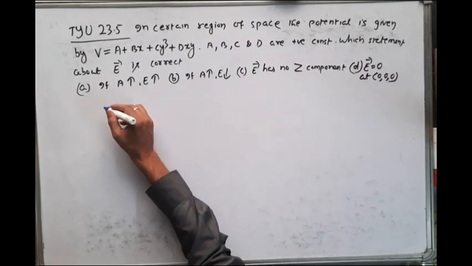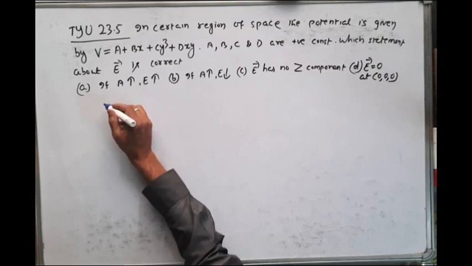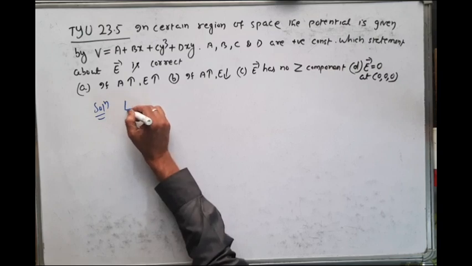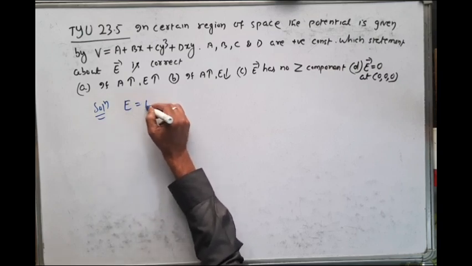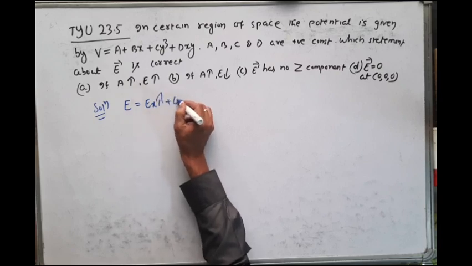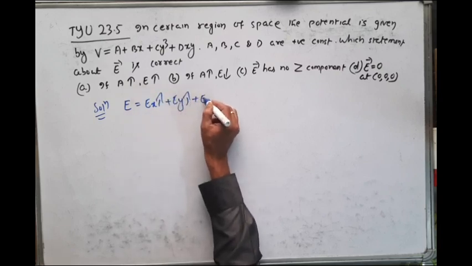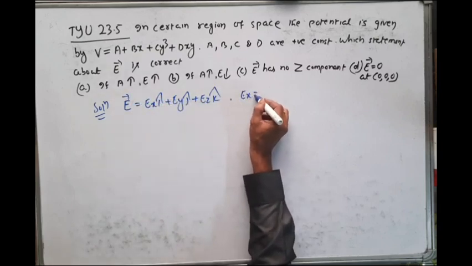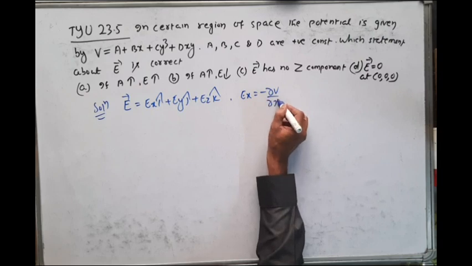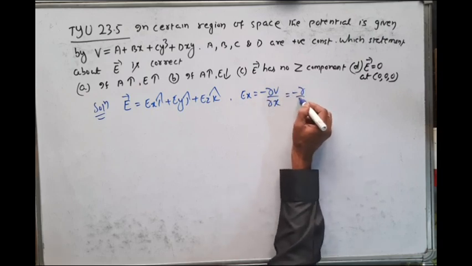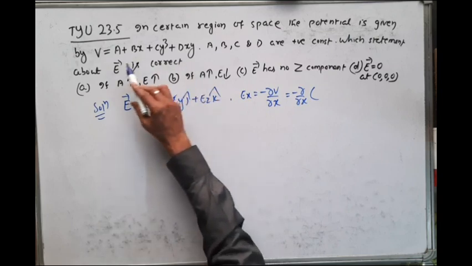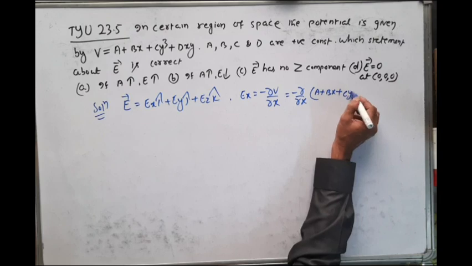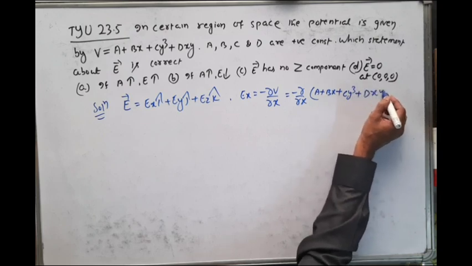So now you see, first we will find the electric field intensity. How will you find it? You know the electric field intensity is a vector quantity, it has x component, y component, z component. So this is the electric field. What is Ex? Ex is equal to minus ∂V/∂x. What is V? V is equal to A plus Bx plus Cy cube plus Dxy.